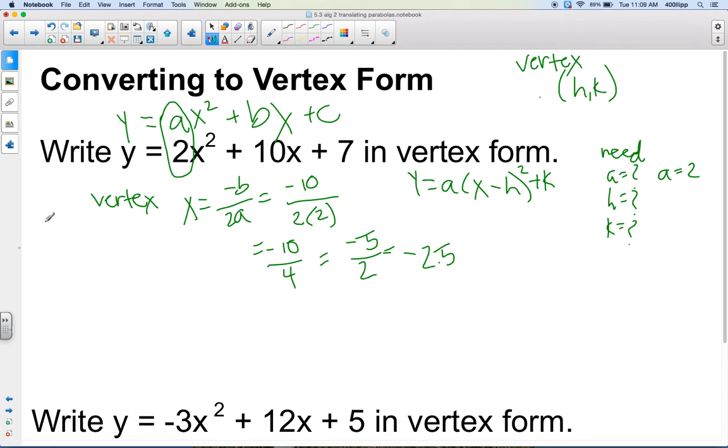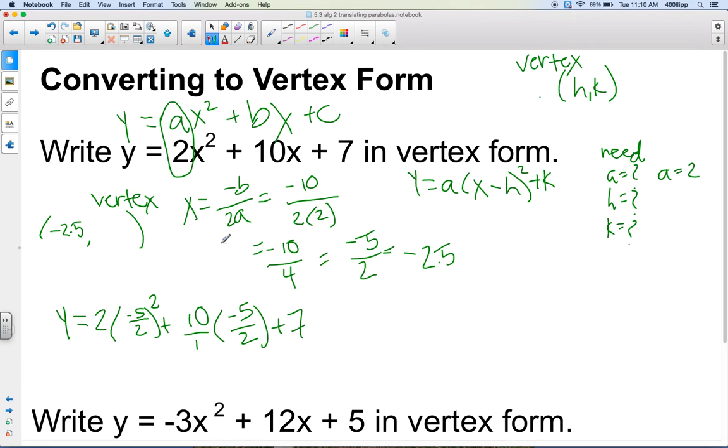All right, so our vertex, we got that started. We have negative 2.5, comma. Now we're going to find the y-coordinate. So we're going to plug this in. I'm going to leave this as a fraction. So I have 2 times negative 5 over 2, which is the same as negative 2.5, squared, plus 10, I'll write 10 over 1, times negative 5 over 2, plus 7.